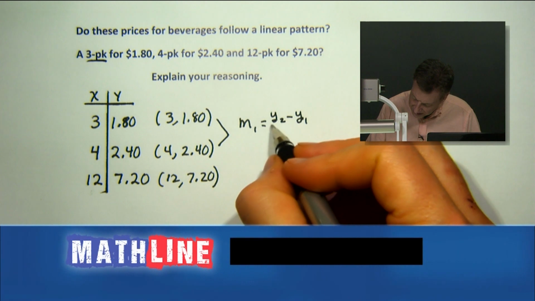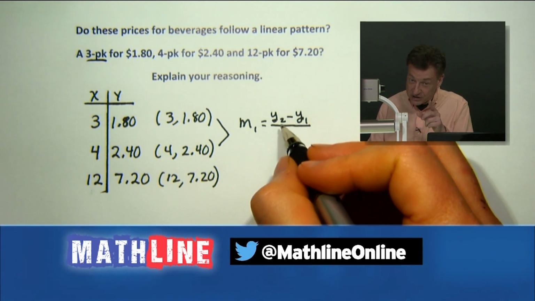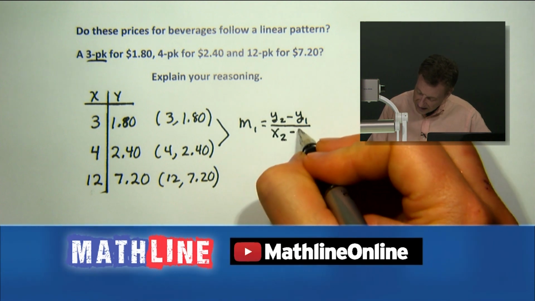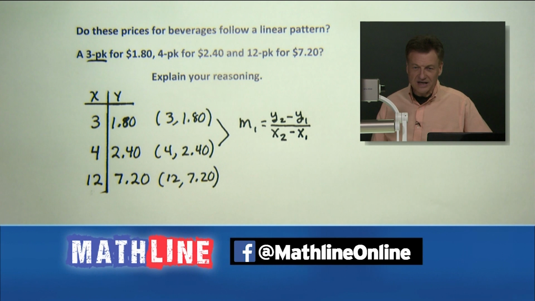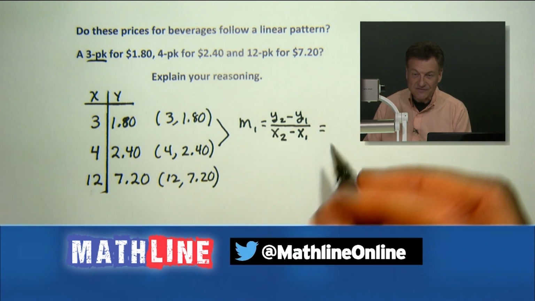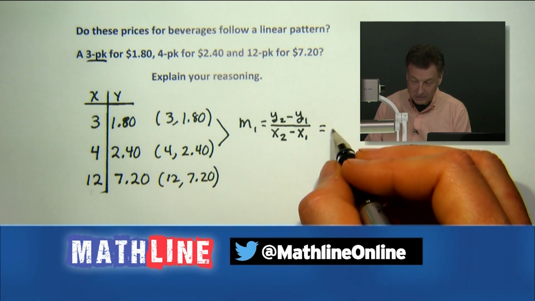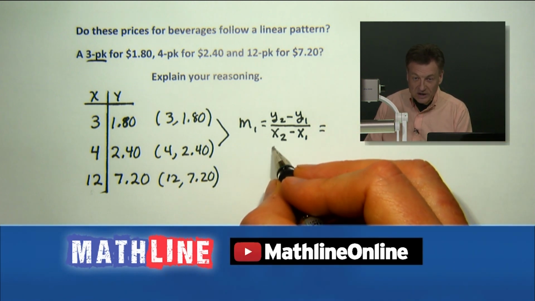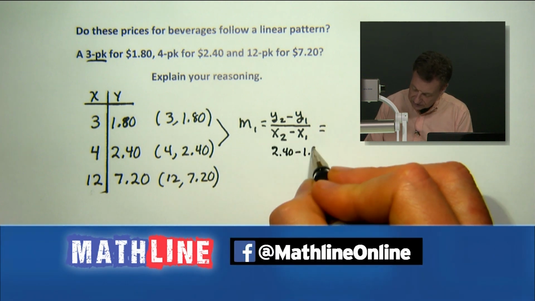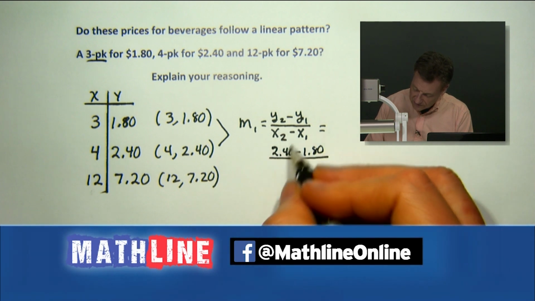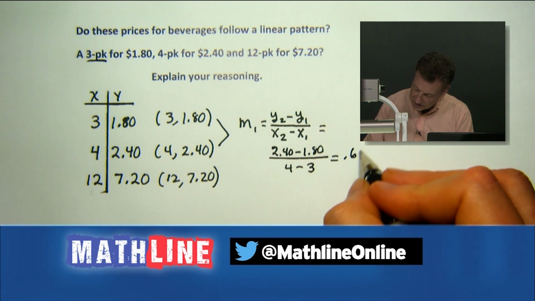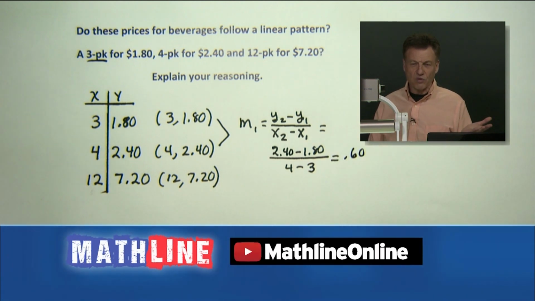It doesn't really matter. And make sure, though, once you pick your y2 and your y1, you keep your x2, which is your second x, and your first x lined up accordingly. So in other words, for our first little slope out here, about to run out of my room, I believe. Let's put it down here below it. How about we're going to go with $2.40 minus the $1.80. All that good stuff over. Looks easy. 4 minus 3. So it looks to me like we did 60 cents based on, obviously, 4 minus 3 is 1.